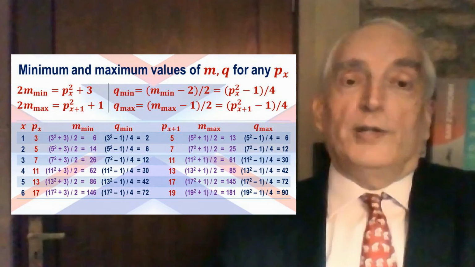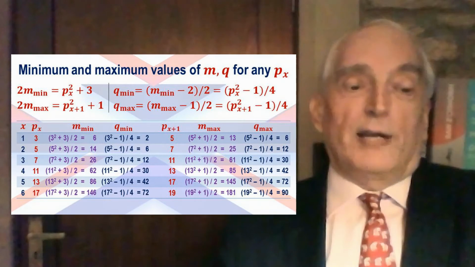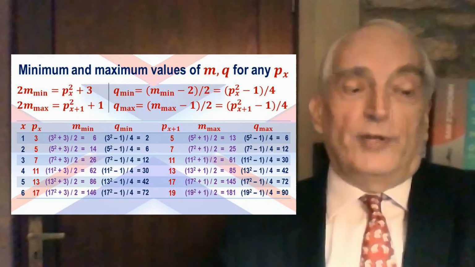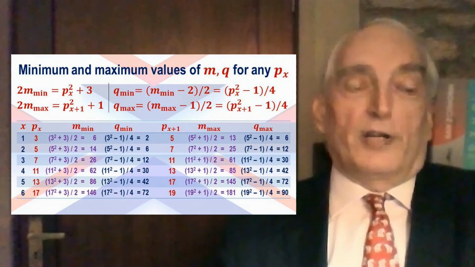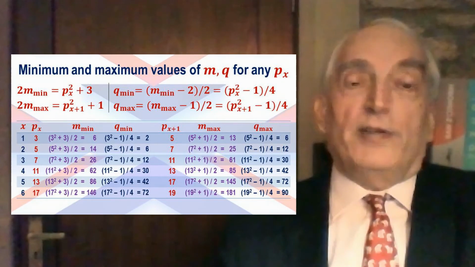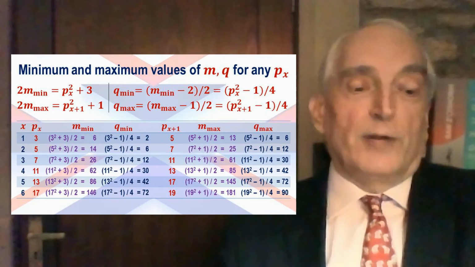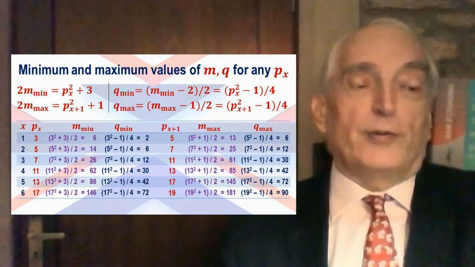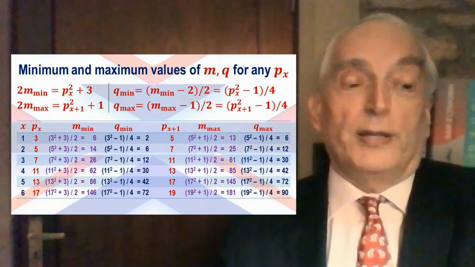And you can see that they will, between them, cover all of the values of m all the way up to infinity if you extend the table indefinitely. So nothing much more needs to be said about that, but it is actually helpful to be able to express, for instance, q min as being equal to (px squared minus 1) over 4. It's helpful to know that, as we'll see later.